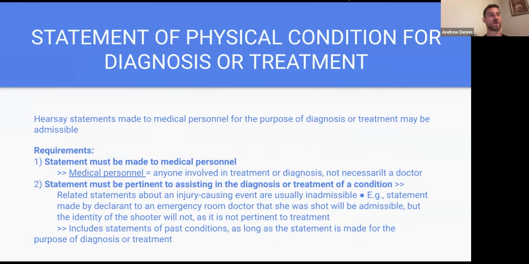If it's like, Tommy shot me and then robbed my chain, well, the robbing of the chain statement would not be admissible. The statement would be bifurcated and we'd only allow the statement about medical diagnosis. For example, a statement made by a declarant to an emergency doctor that he was shot will be admissible, but the identity of the shooter will not, as it's not pertinent to the treatment. Statements of past conditions are included as long as the statement is made for the purpose of diagnosis or treatment.